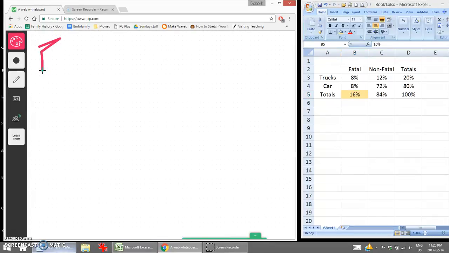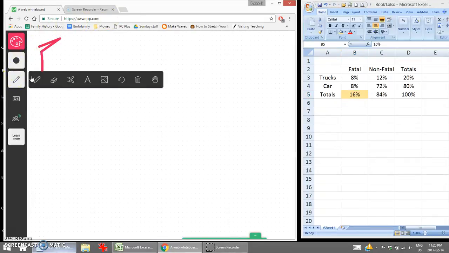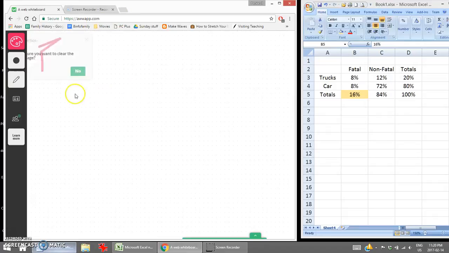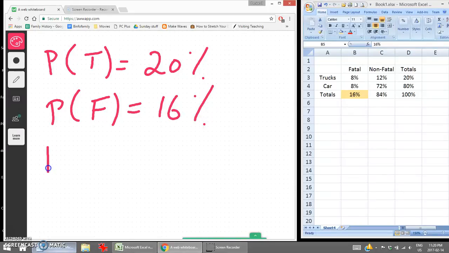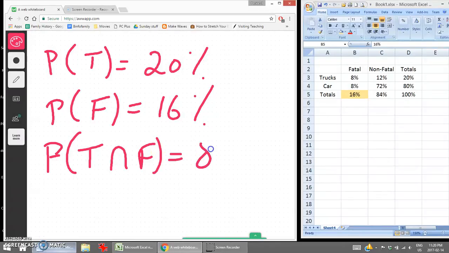The probability of being in a truck accident is 20%. The probability of being involved in a fatality is 16%. And the joint probability of being in a truck and a fatality is 8%. So those are the key values you need.